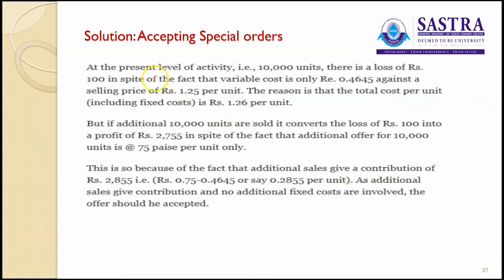Here it is given that at the present level of activity, that is 10,000 units, there is a loss of rupees 100 in spite of the fact that the variable cost is 0.4645 against a selling price of rupees 1.25 per unit. The reason is that the total cost per unit including fixed cost is 1.26. But if an additional 10,000 units are sold, it converts a loss of rupees 100 into a profit of 2,755. In spite of the fact that the additional offer for 10,000 units is 75 paise per unit only.